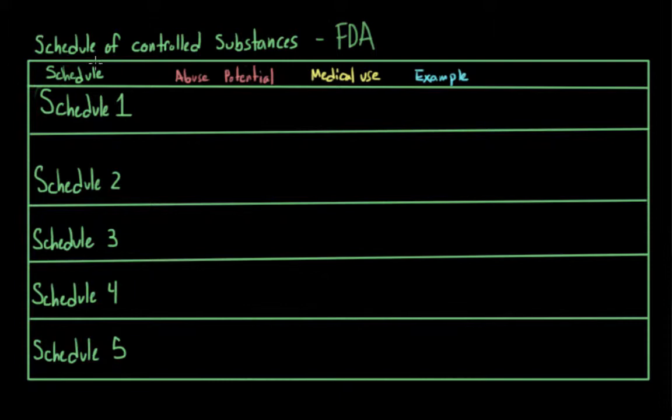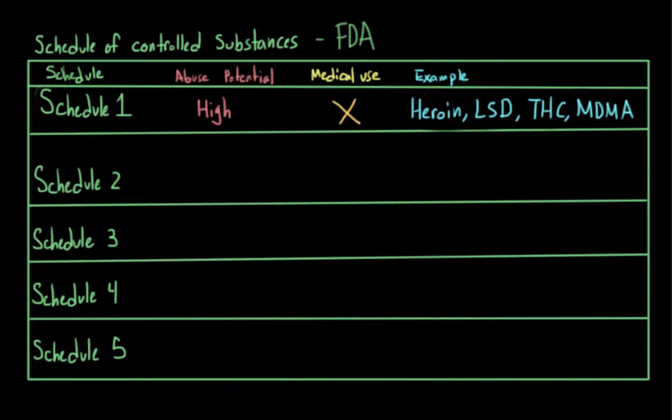Schedule 1 drugs are drugs that the FDA has determined have a high abuse potential and also have no accepted medical use. This includes heroin, LSD, THC or marijuana, mescaline, and MDMA or ecstasy. And these drugs are illegal. A doctor cannot generally prescribe them for you, and researchers have to jump through a lot of hoops in order to get them if they want to study them.